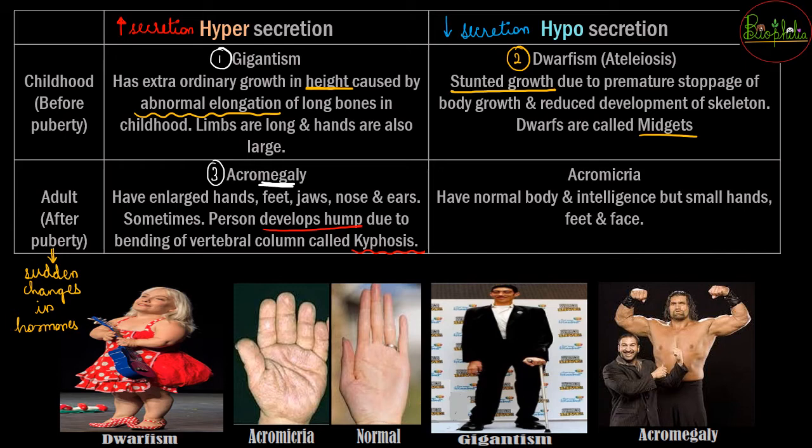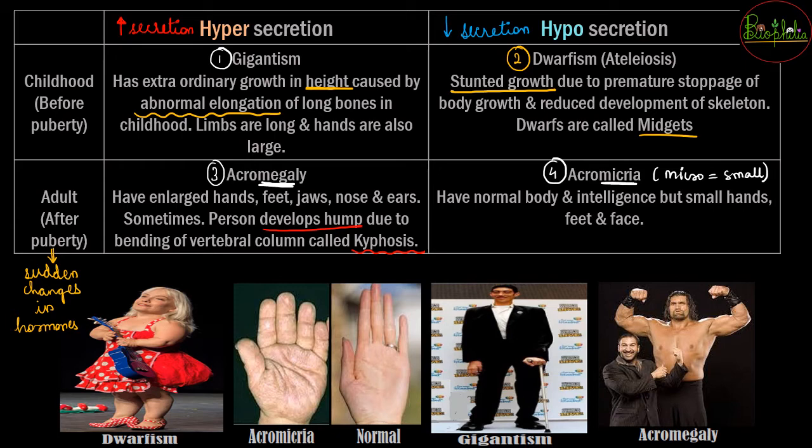So the fourth condition that can occur, that will be called as acromicria. So micra, or you can remember it as micro. So micro क्या होता है, micro is small. So the person who is going to be suffering from this condition will be having low secretion of growth hormone. So in that condition they are having less secretion of growth hormone after puberty. So before puberty, growth hormone secretion was normal.